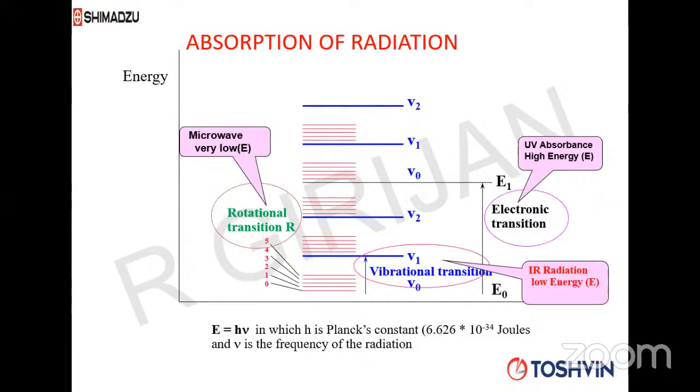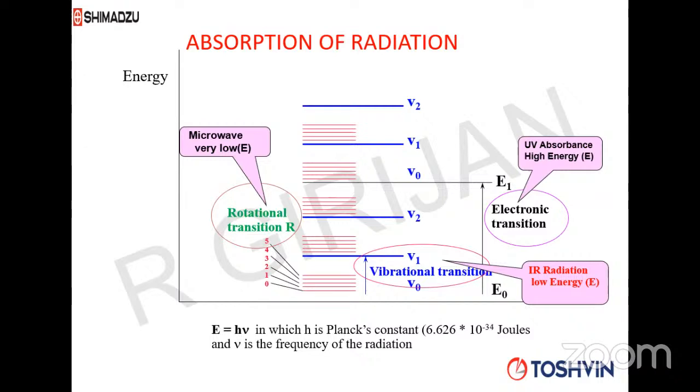If you consider a molecule as a whole, there are different energy levels. The basic energy level is E0, and there are upper levels like E1, E2. E0 is the base level, and E1, E2 are all called excited levels of energy state. E0 is one electronic level and E1 is an excited electronic level. Between E0 and E1, there are different vibrational levels, like V0, V1, V2.